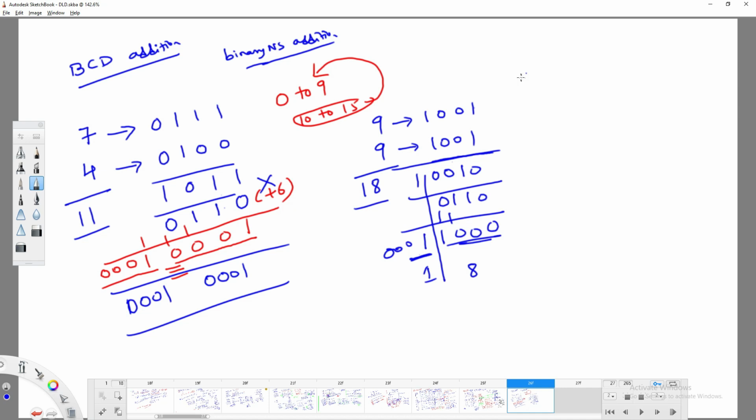Okay, so this is single-digit data. For example, I am trying to take a large number, 243 and 467. Now try to solve. How do we write 243 in the BCD system? 0010 0100.